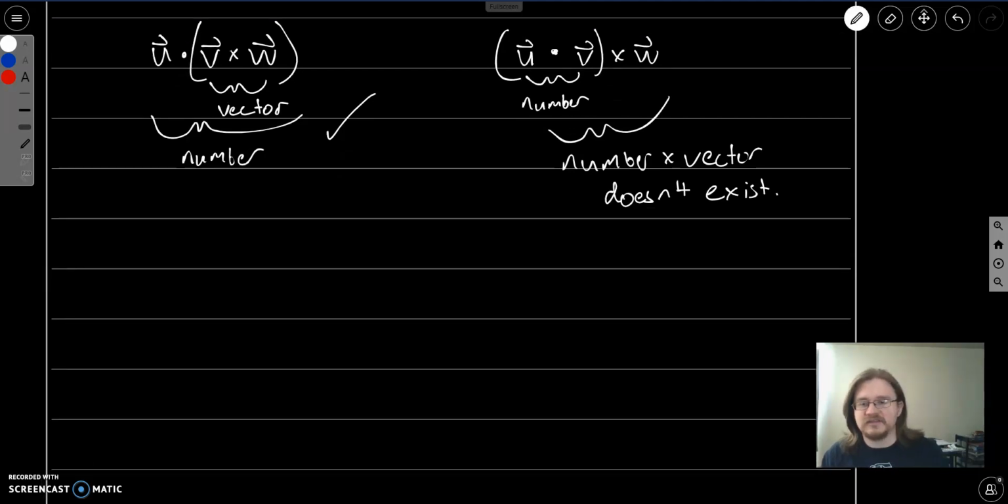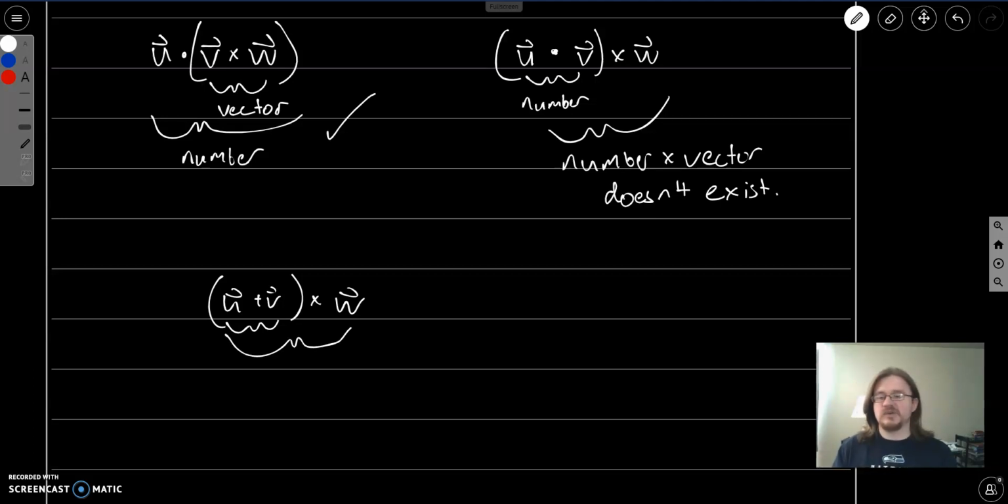We can add vectors together, so we could say u plus v, and I could take that cross w. This is going to be a vector, because if you add two vectors, you get a vector. If you take the cross product of two vectors, you get a vector. So there's all sorts of ways that we can combine these operations. In the same way that you can add numbers and multiply numbers and combine them in different ways, we can combine taking dot products, cross products, adding vectors, subtracting vectors.